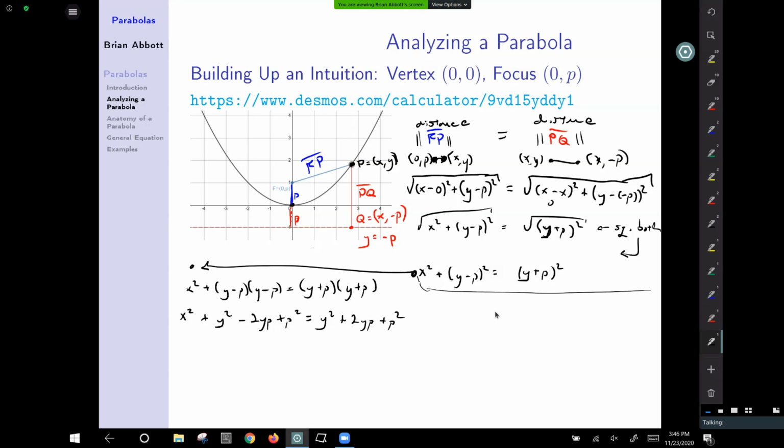So what can we do now? Well, let's see what color. I'm going to use green here because green hasn't been serving a purpose. Now I'm just going to move things around, stick things on the same side and see what happens.